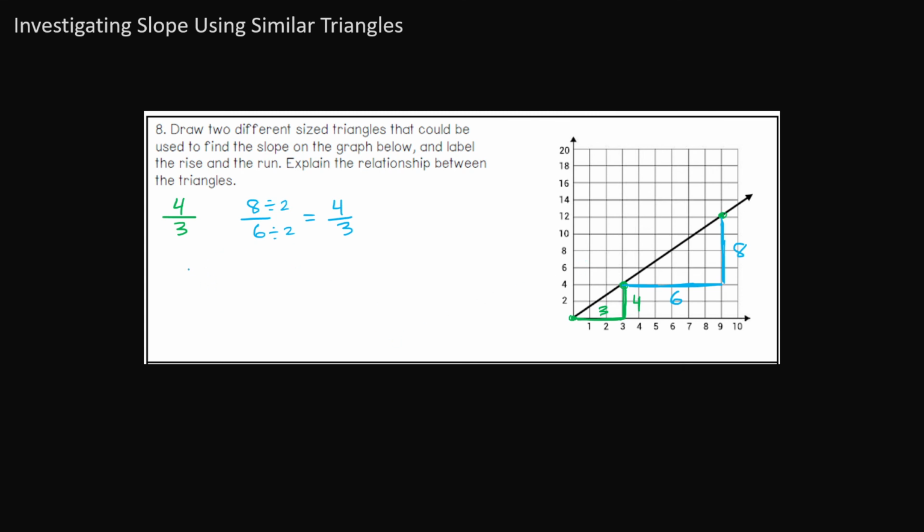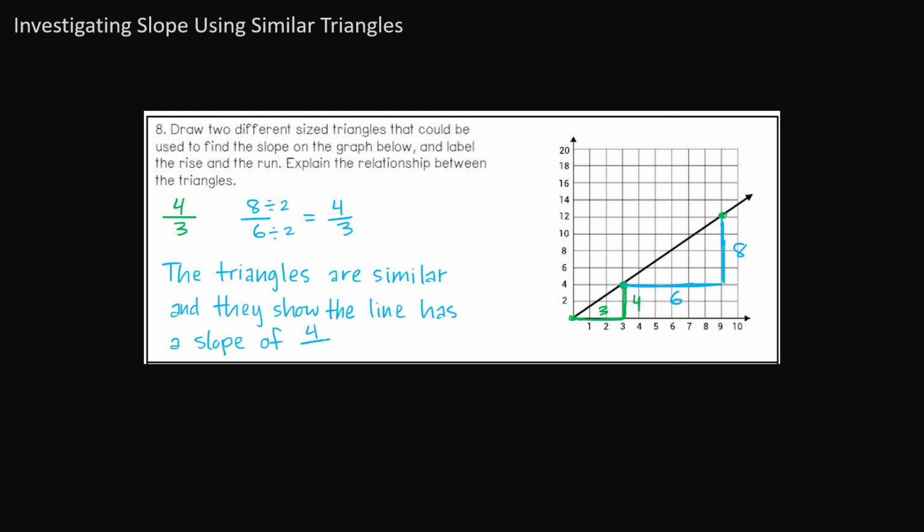So these triangles are similar because they have the same ratio, and they show the line has a slope of 4/3. Rise of 4, run of 3.